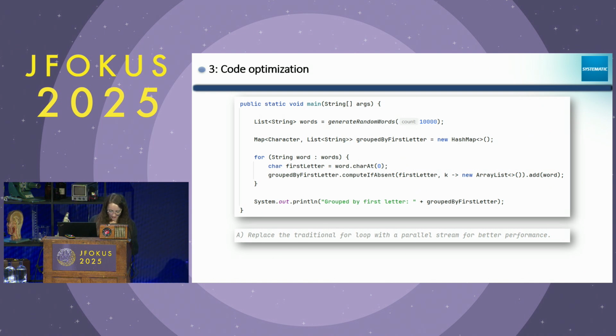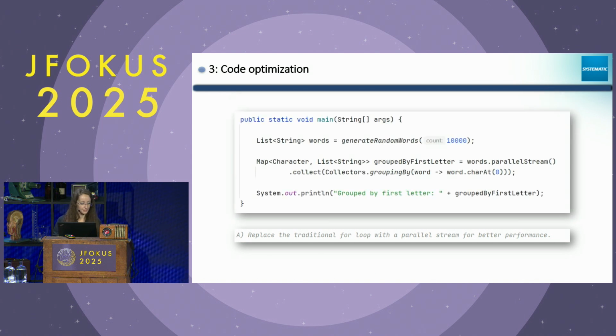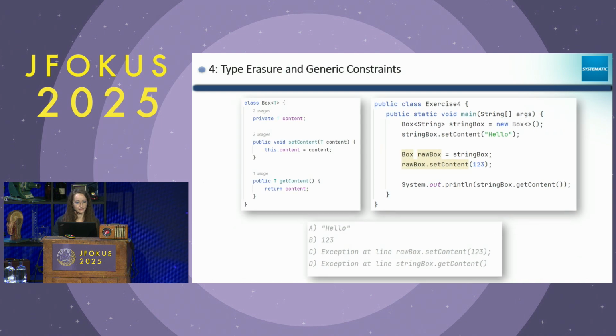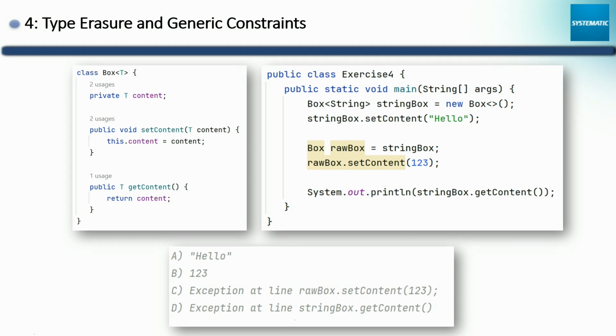All right, let's move to the next question. And that is, one second, for type erasure and generics. Let's check a bit what it does. It uses generics in this way. We have a Box class, which is a generic class with a T type parameter, and we have methods to set and get the content of that box. In the main method, we set the content first of all to hello, and then we have a raw Box object, which is created and assigned the string box to it.